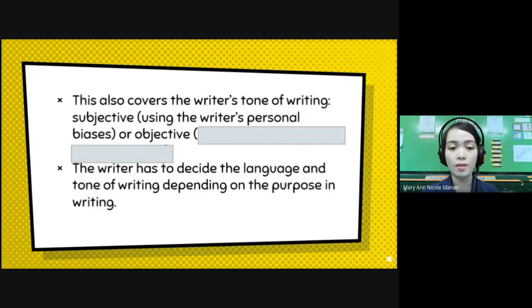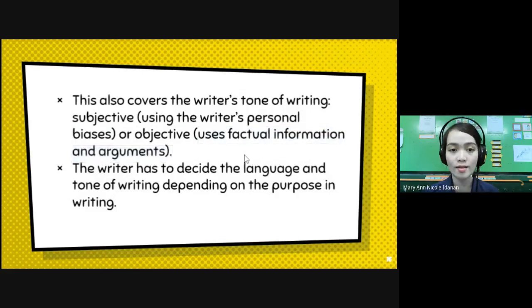So if subjective has something to do with your personal biases, when we say objective, it has something to do with the facts. So it uses factual information and arguments. So this is what you're going to use when you're writing for an informative purpose. Okay? So the writer has to decide the language and tone of writing depending on the purpose of writing.